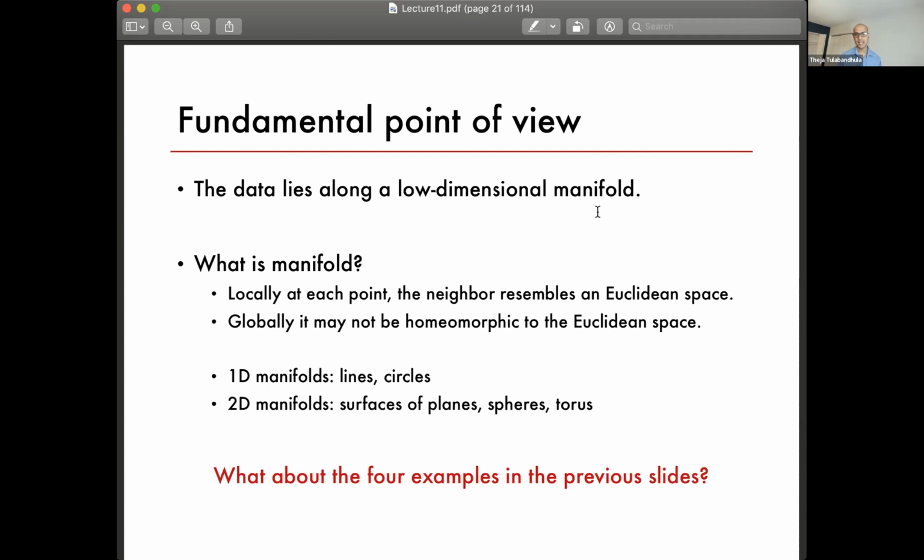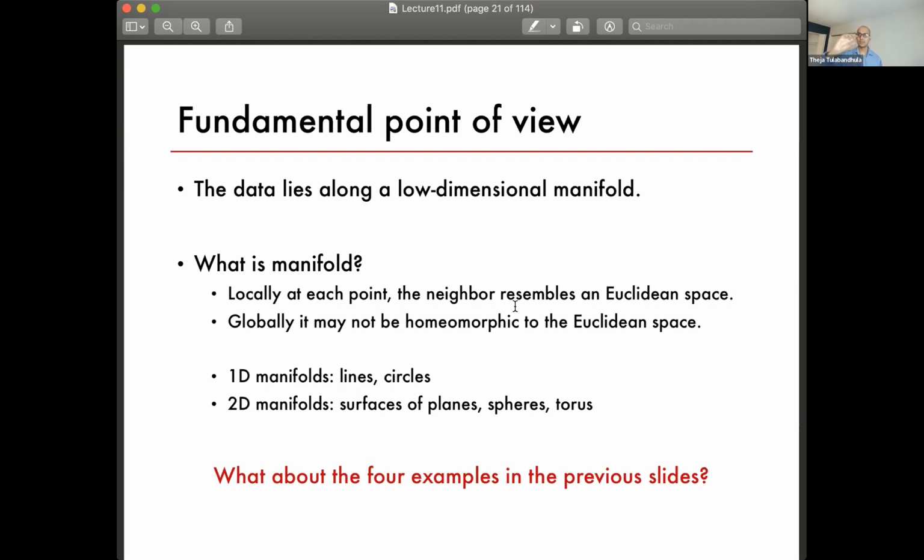We are using the word manifold here, and it's going to be informal for the purpose of this course. So what is a manifold? A manifold is basically a subset or subspace of the original space in which the data points lie. That subspace is such that locally at each point, its neighborhood can be thought of as just a Euclidean space. Okay, so locally at each point, the neighborhood resembles a Euclidean space.